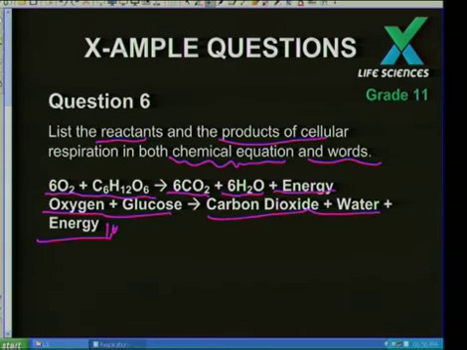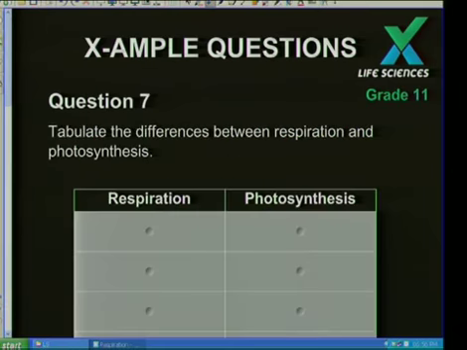We can add here, in the form of heat and ATP if you want to. But up to there, that's the definition. That's just an extension to what we're saying. Next question, also a famous question. Tabulate the differences between respiration and photosynthesis.